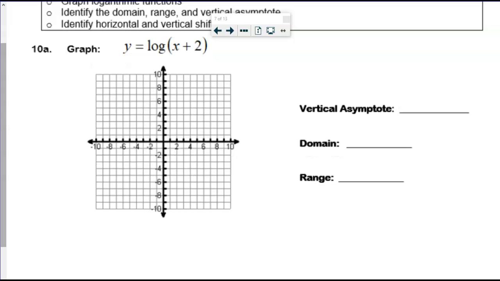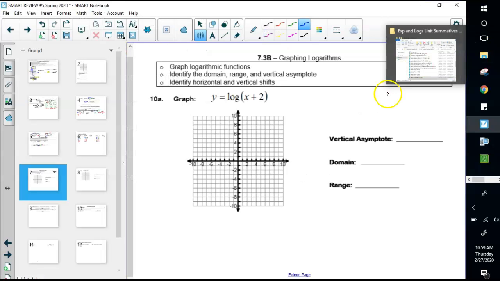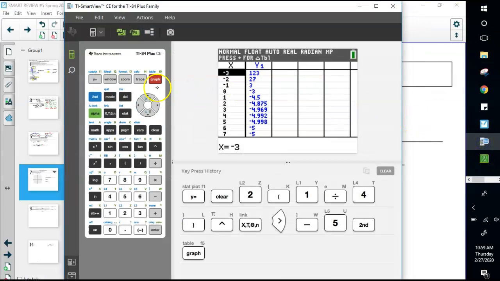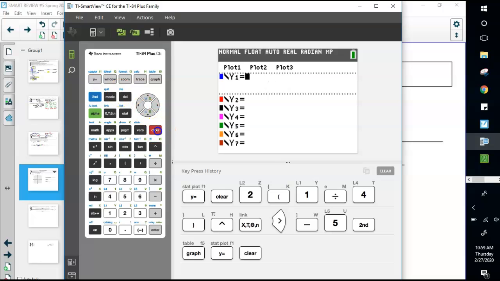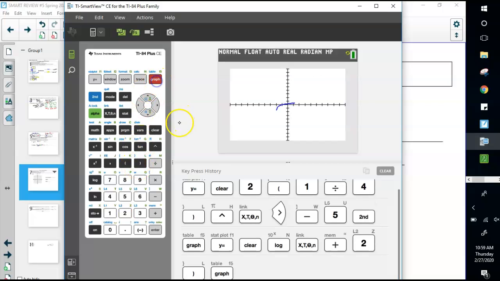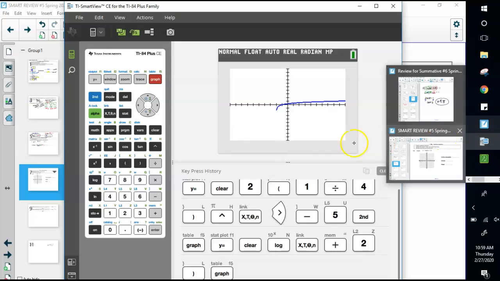Okay, here's another new topic. This time we're graphing logarithms. So remember, your calculator doesn't do a very good job of graphing logarithms. In fact, when I go to my calculator and I type in log of x plus 2, we're going to see some weird things happen. So first of all, when I graph and look at it, that looks a little fishy to me. I don't remember ever graphing anything that stops right here, at least not in this semester.